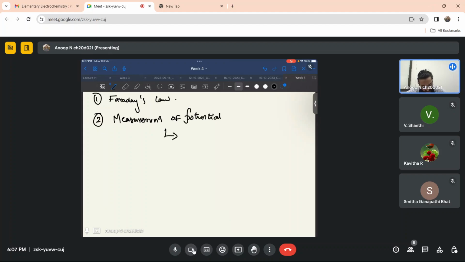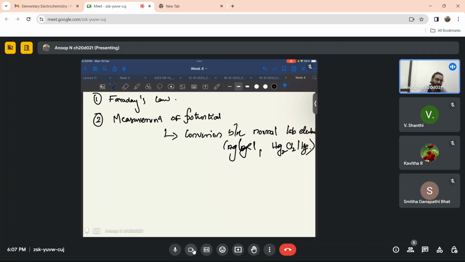Basically, here we'll be seeing conversion between normal lab electrodes. What do you mean by that? Something like Ag/AgCl as well as Hg2Cl2/Hg. So these kinds of electrodes, we will see how, once we measure the potential in the laboratory, we can represent it properly for a publication or on a public platform so that everyone can compare the data.